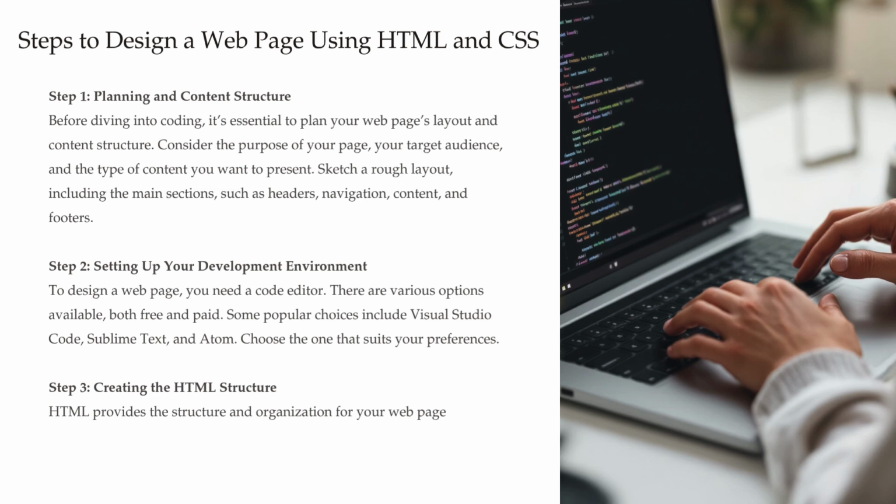Steps to design a web page using HTML and CSS. Step 1: planning and content structure. Before diving into coding, it's essential to plan your web page's layout and content structure. Consider the purpose of your page, your target audience, and the type of content you want to present. Sketch a rough layout, including the main sections such as headers, navigation, content, and footers.